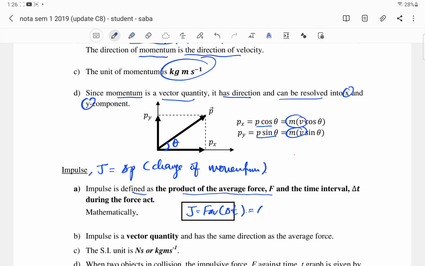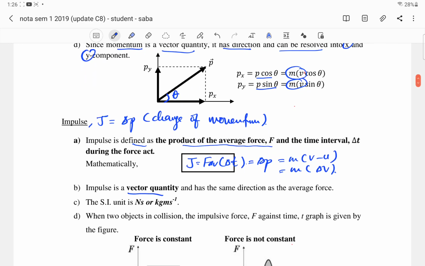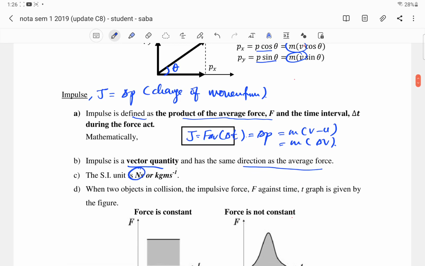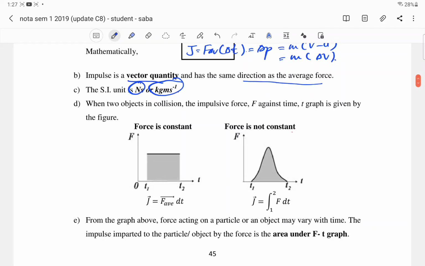It is also equal to delta p, where delta p is m(v minus u), the mass times the change in velocity. Impulse is a vector quantity, in the same direction as the average force. The unit is Newton second, or kilogram meter per second, same as the unit of momentum. When two objects are in collision, the impulsive force is given by the F versus t graph in the figure.